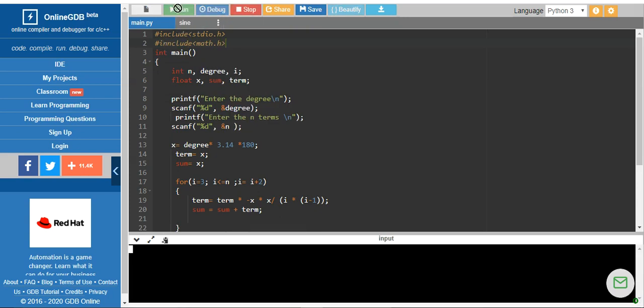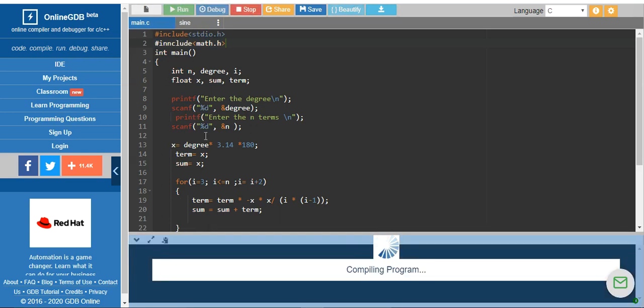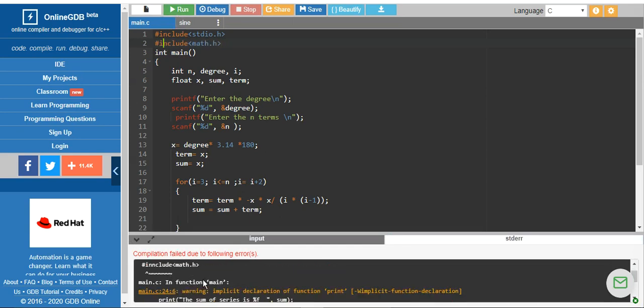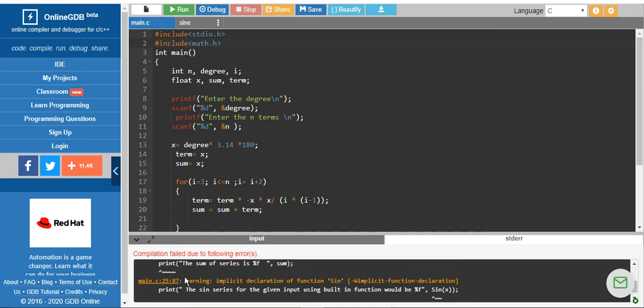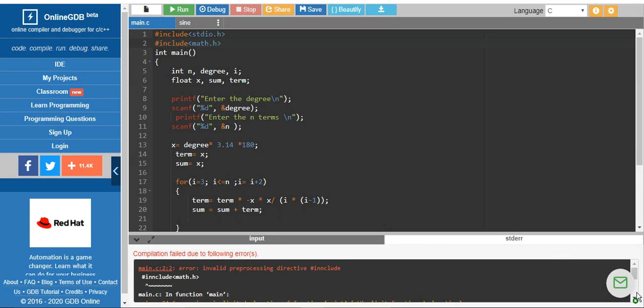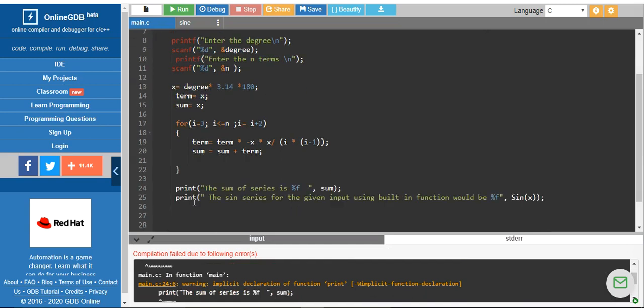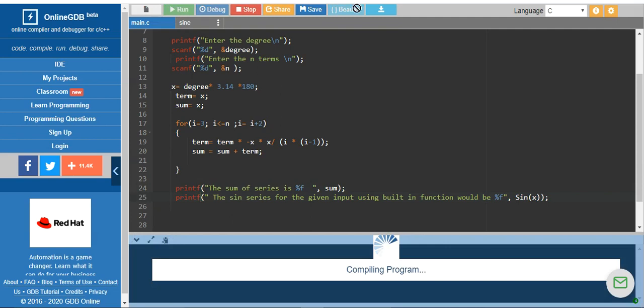Okay, so we will run the program and check for any compiler errors or runtime errors. It is saying you have an invalid syntax of int main. So when you compile the program, there is an error with the spelling. So #include, and is there any other error? The sum of series is, so you can read the error here. The print function, we are supposed to use printf. Okay, and let's run the program.